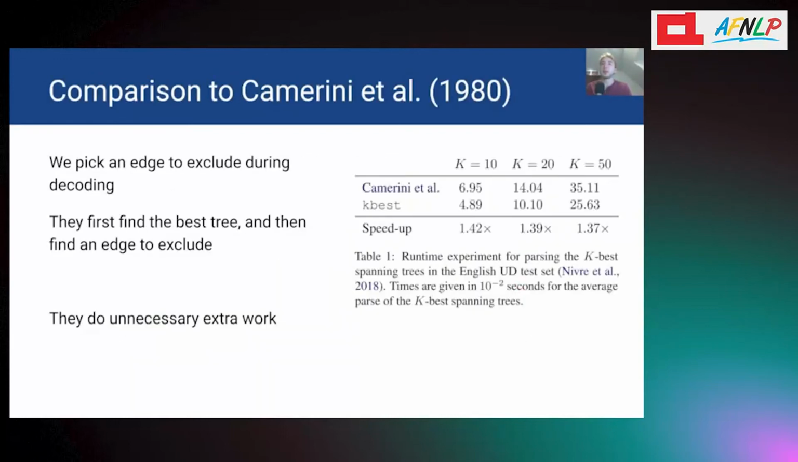The essence of our algorithm is the same as Camerini et al.'s. However, their approach first found the best tree and then found the best edge to remove to find the second best tree. This amounts to doing unnecessary work, as these can be done together. Not only did this lead to a simpler proof of correctness, but also to a constant time speedup of around 1.4 when using our algorithm.